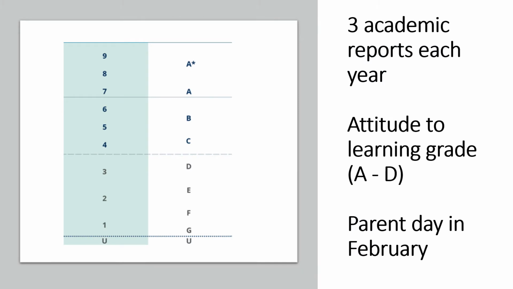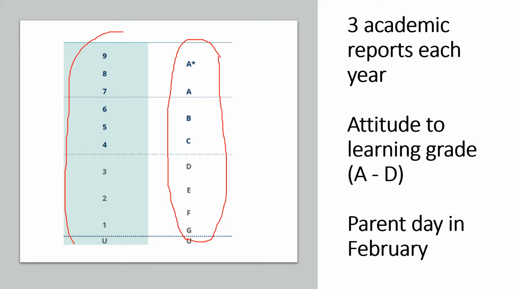With regards to assessment, just some key information to start with. For those of you who aren't aware, the old grading system, which is here, has been replaced now by a new grading system, which is here. So instead of getting a grade A star to G, they now receive a grade 9 to 1.